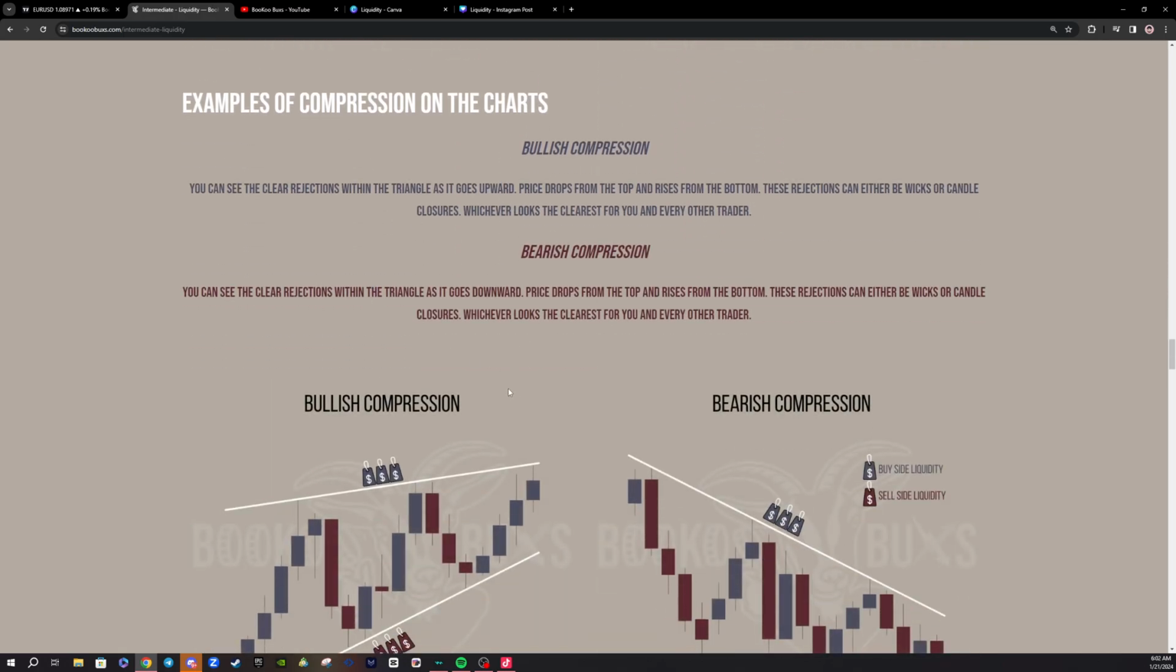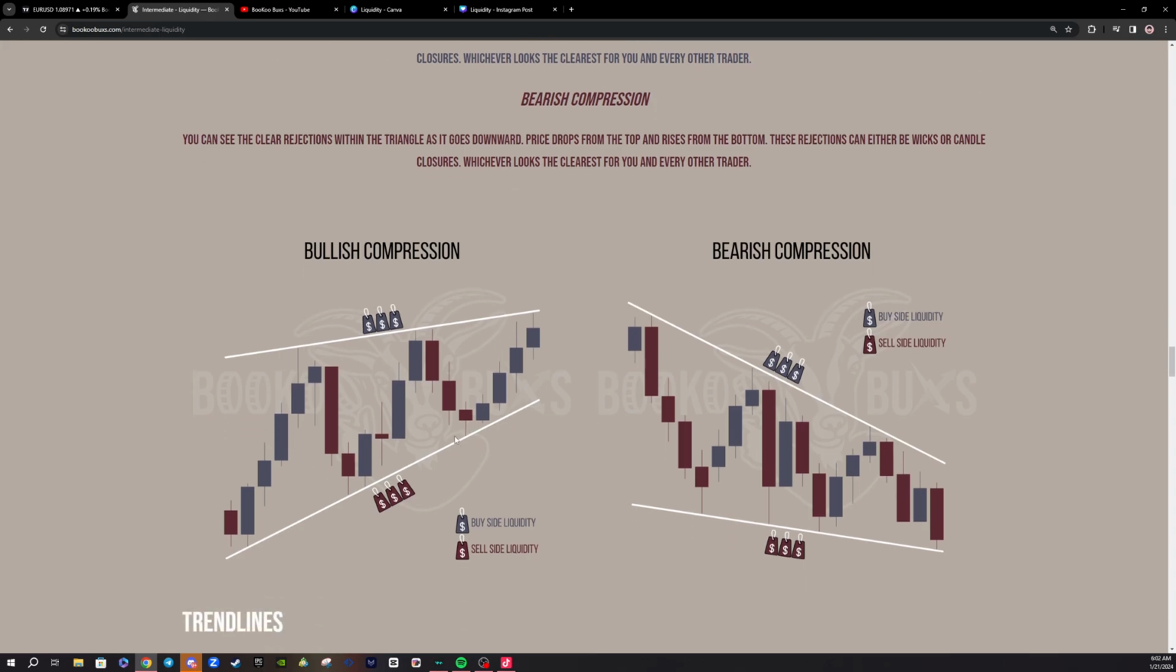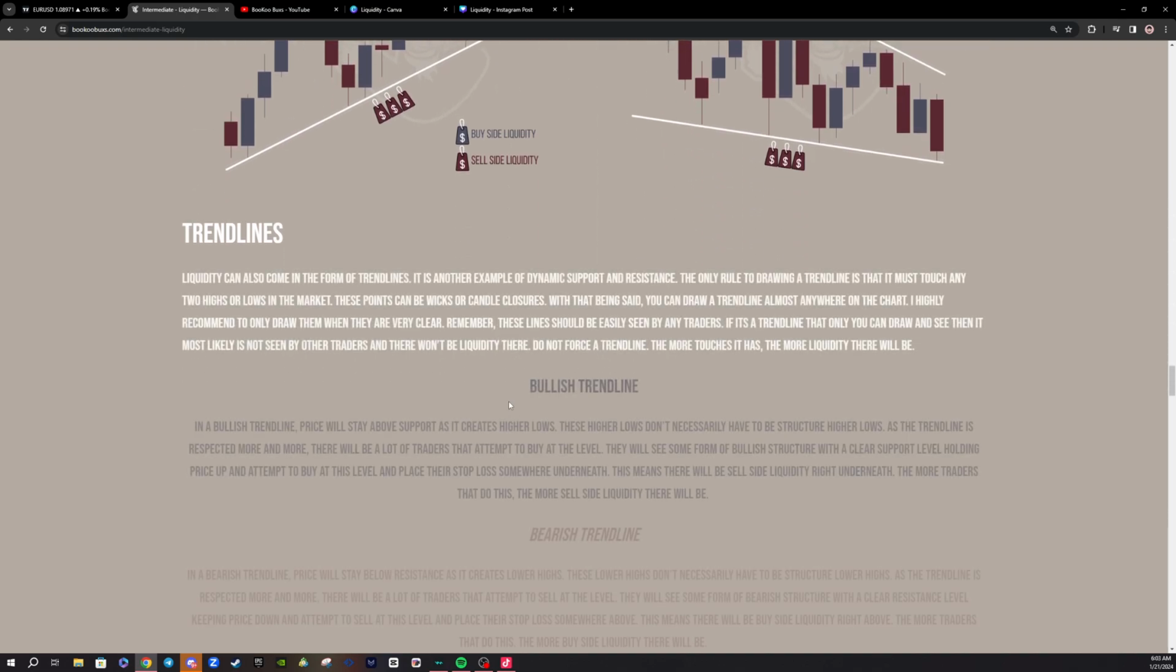Examples of compression on the charts. Once again, a couple different examples. They don't always have to be just like this. It doesn't have to always be just touching the wicks. If price is generally compressing in a certain direction, this will be classified as a form of compression.